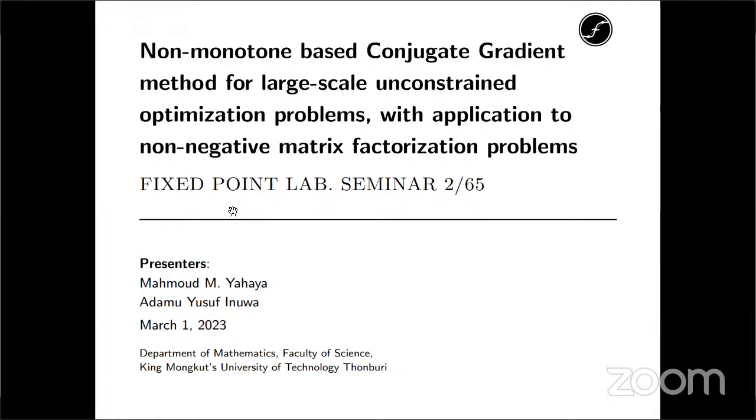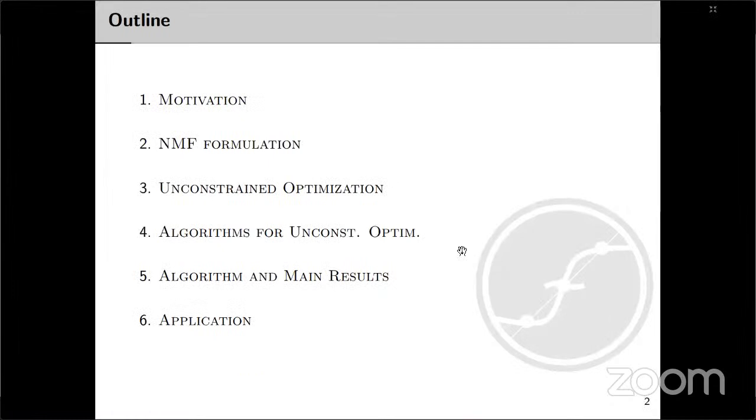Okay. And this is the outline of our presentation. We will start with motivation. Then we'll go to problem formulation, unconstrained optimization, and algorithm for unconstrained optimization. Then we will go to the proposed algorithm and results. Then we look at the application at the end.